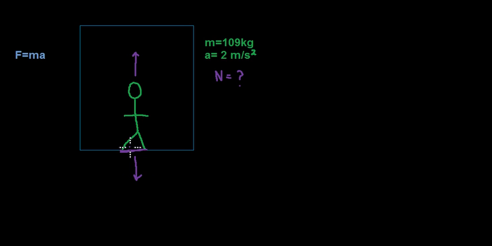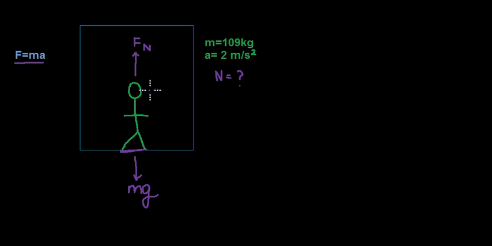So in order to find the normal force, we're going to use Newton's second law, force equals mass times acceleration, to combine all the forces going on this elevator and equate them to the mass times acceleration. So let's just go ahead and label the forces acting on the man. Of course, the downward force will be his weight, so mass times gravity, and the upward force will be his normal force.